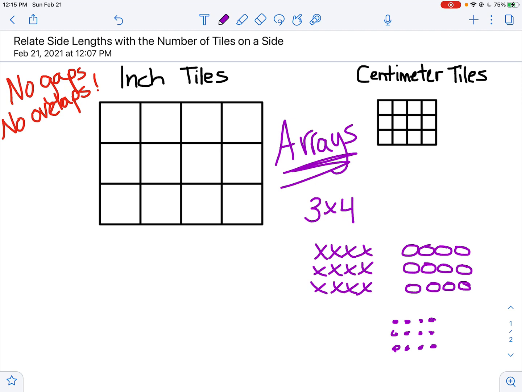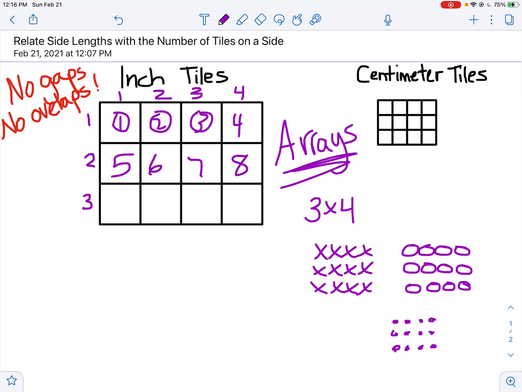Okay? So the first thing I want you to think about is, I use the example of 3 times 4, a 3 by 4 array, because that's actually what we have here, right? I have 1, 2, 3 squares on the left side, and I have 1, 2, 3, 4 going across the top. Okay? So when I count all of my tiles, I can see that there's 1, 2, 3, 4, 5, 6, 7, 8, 9, 10, 11, 12 total tiles.